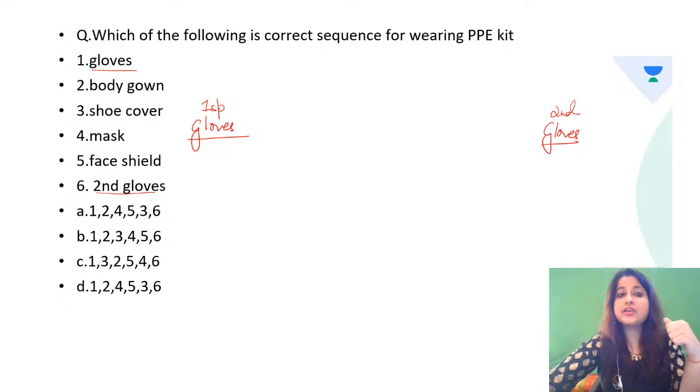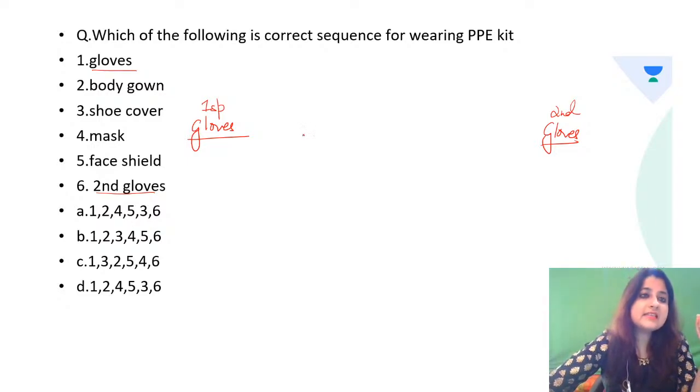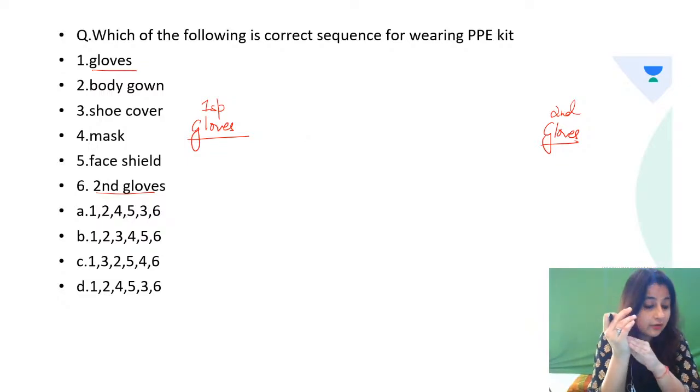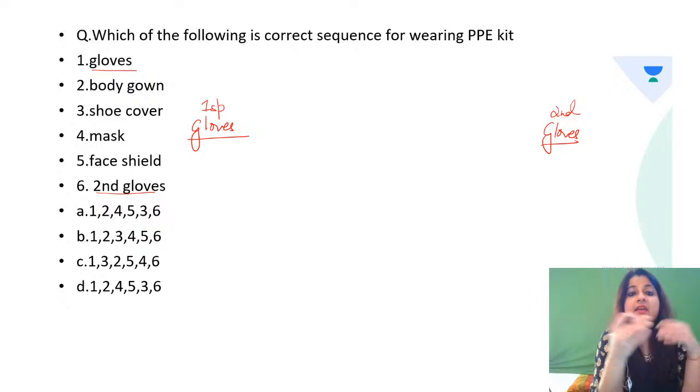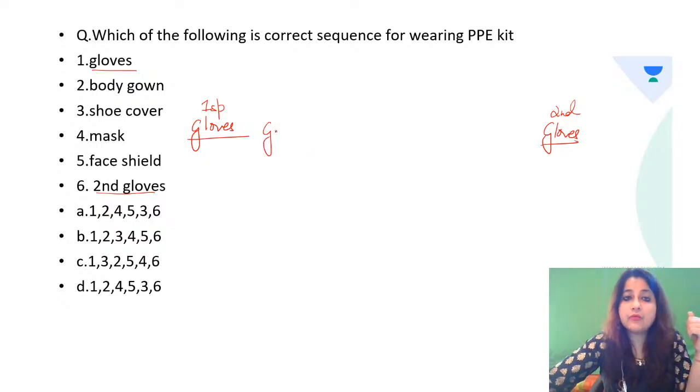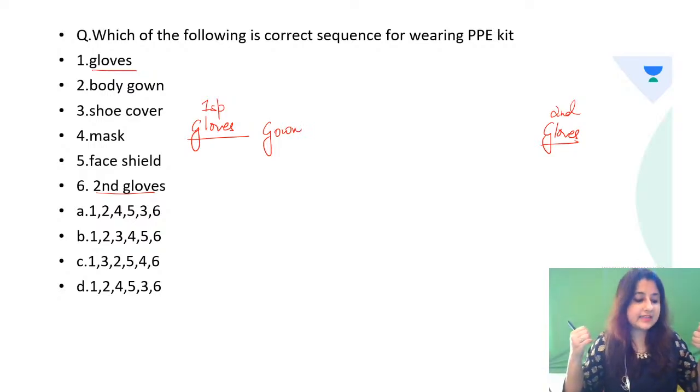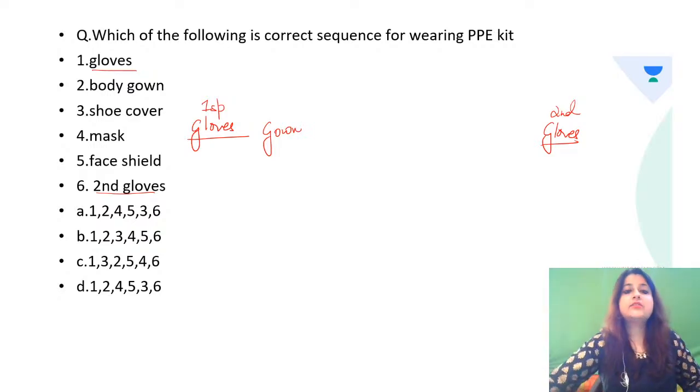After you've worn your first pair of gloves, guys, aap kya pehnoge? You are going to wear your gown. Okay, after the gown, gown ke upar you wear the shoe cover, right? Okay, so after your gown, it is shoe cover.